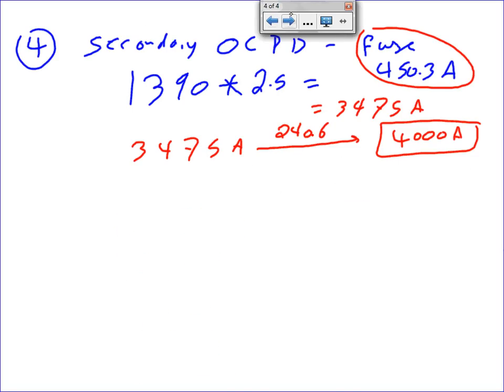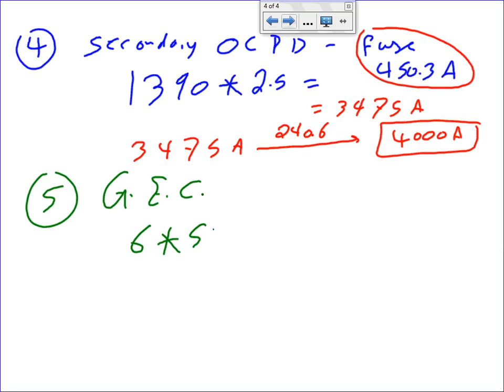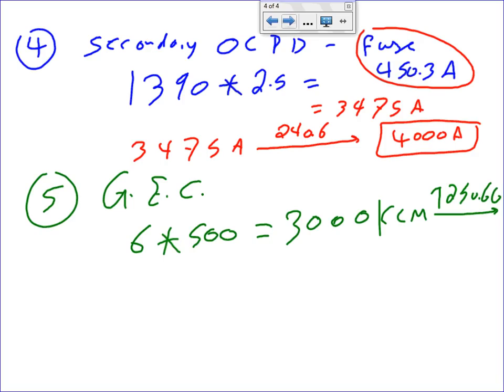Okay, long story short, big introduction, let's size the grounding electrode conductor. The same way, guys, you size it based on the conductors coming out of the transformer. How many sets did we have? We had 6 sets times 500 kcmil each, which gives me 3,000 kcmil. You take this to Table 250.66, and that will give you 3 aught.